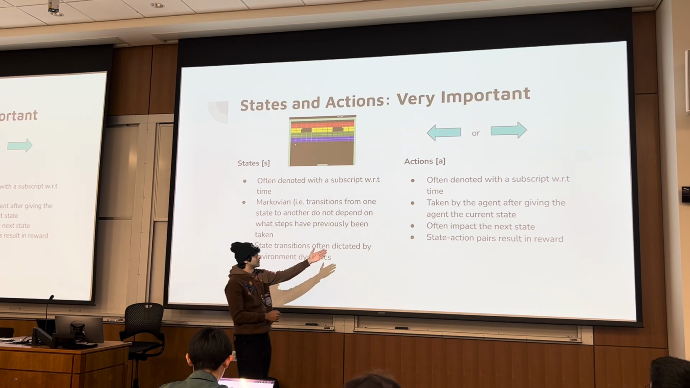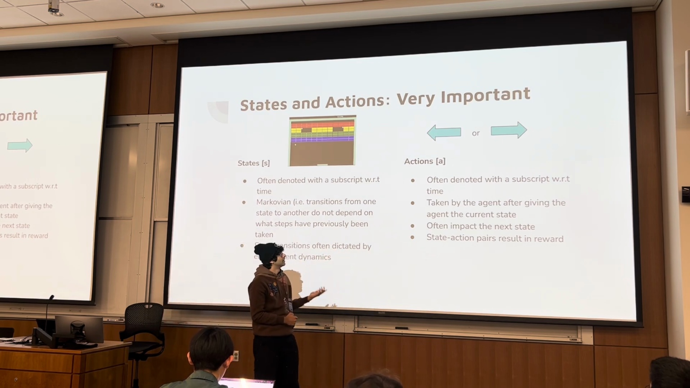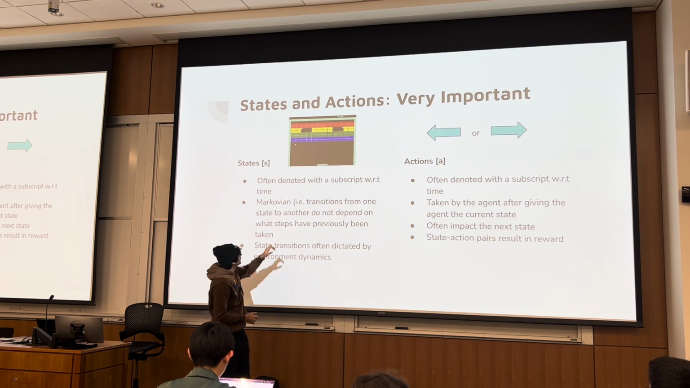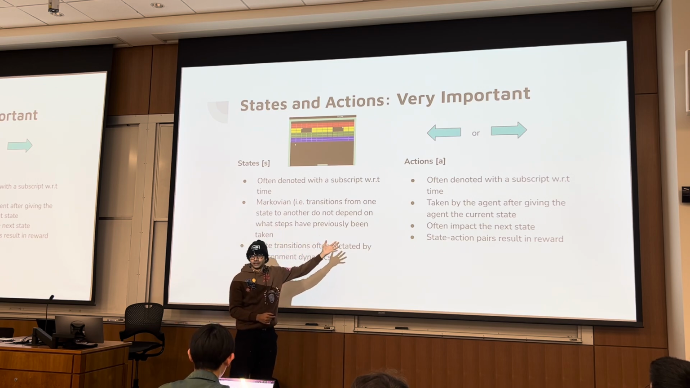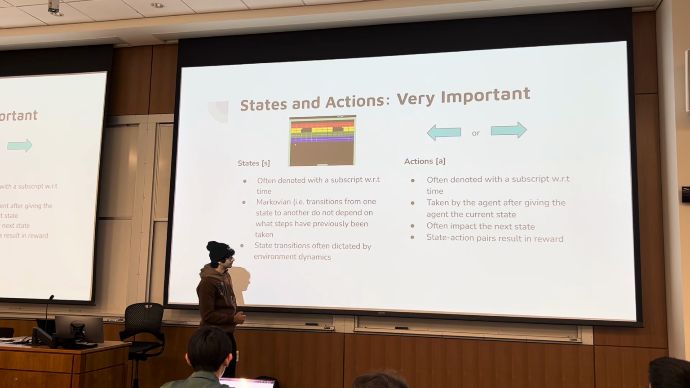And then here's the thing I've been talking about, actions. This is a little more intuitive. Basically, they're denoted with a subscript with respect to time, which time step you take this action in, and they're taken by the agent once you give it the state. You basically say, this is what you're looking at right now. Do you want to move left or right, or stay still? That might also be an option, right? And like I said, they often impact the next state.